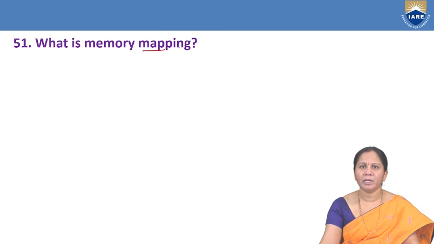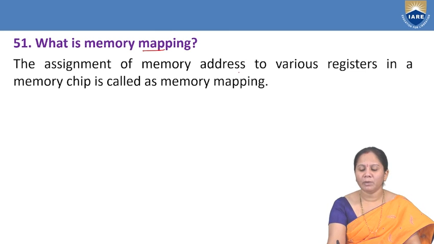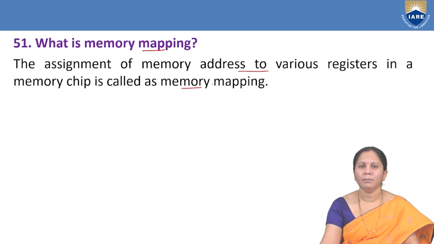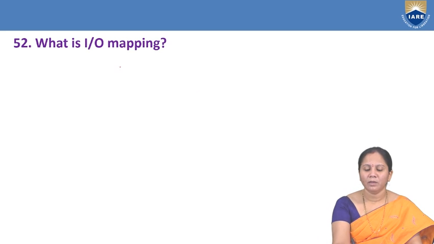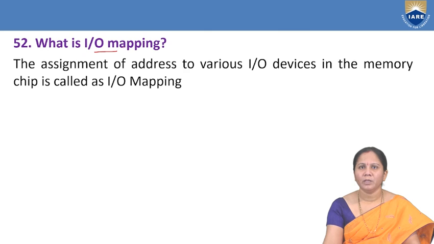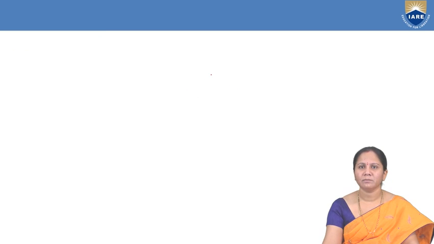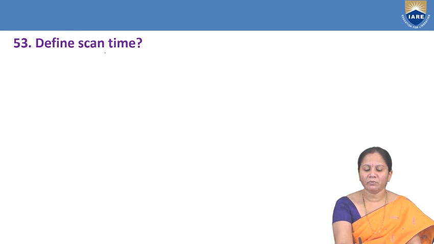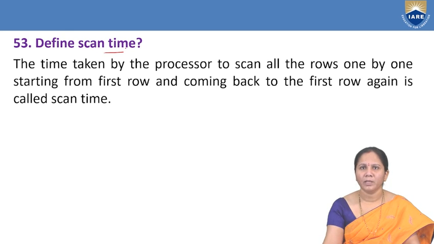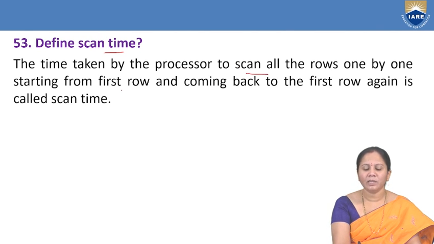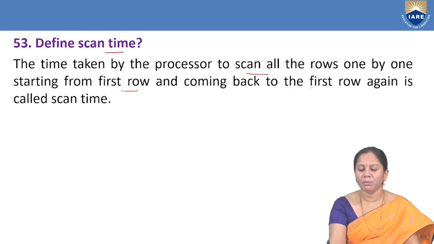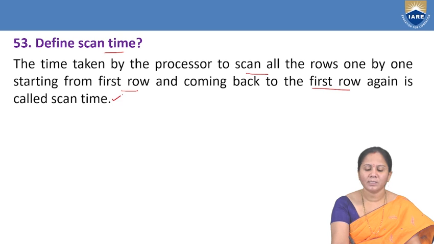Next, what is memory mapping? Assigning memory addresses to various registers in a memory chip is called memory mapping. What is IO mapping? Assigning addresses to various IO devices is called IO mapping. Now, define scan time. The time taken by the processor to scan all the rows one by one, starting from the first row and again coming back to the first row, is called scan time.